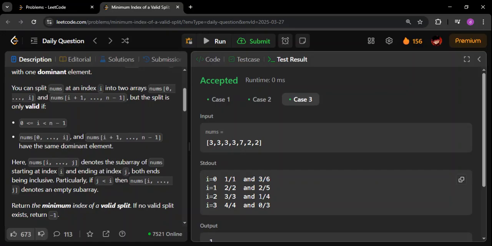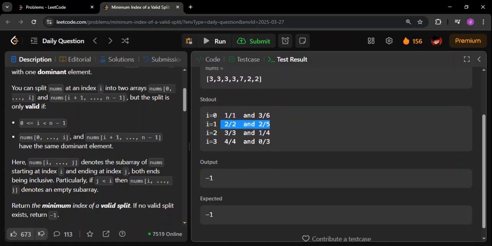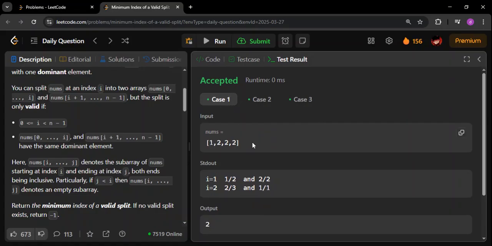Similarly for i equal to 1, it is 2 by 2 and 2 by 5. Both elements are dominant in the left, while in the right only two elements are dominant out of five, so it is 2 by 5. In either of these cases, till now we have not seen a case where both the ratios are greater than 0.5. In this case, actually nothing is the answer, so we are returning -1. But let's see some other cases, for example, example number one.